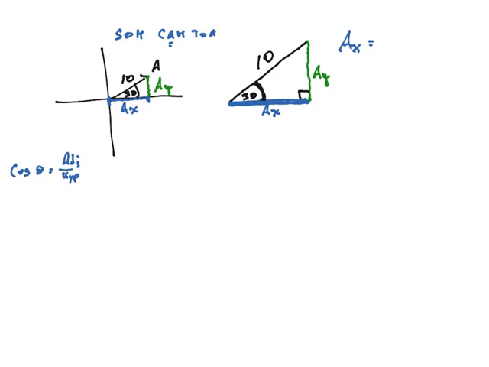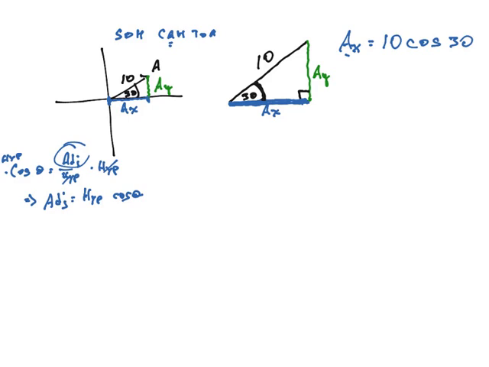Well, notice I don't want cosine theta. What I want is the adjacent side. I want the AX. So I'm solving for adjacent. So let me solve this little equation for adjacent. In order to do it, I multiply by hypotenuse, but I have to do it on this side too. And it tells me the adjacent side is the hypotenuse times cosine of theta. So I look at my triangle, I say the adjacent side, AX, is the hypotenuse, 10, times the cosine of theta, cosine of 30.